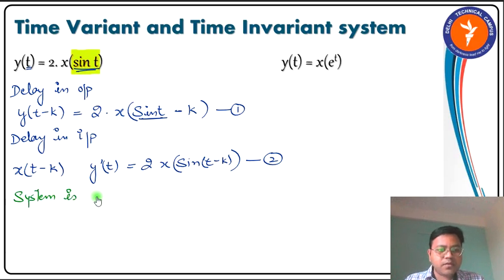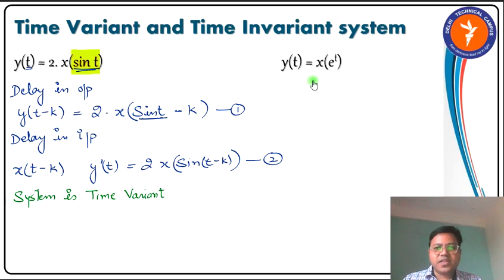System is time variant. I hope you are getting this. What we are doing here, while bringing the delay in the output, we are just looking at what the time is inside the bracket, so we are bringing the delay in it by subtracting k. And while finding the delay in input, wherever we had t in the equation, we are substituting t with t minus k, and then these two equations are different, so we comment that the system is time variant system.